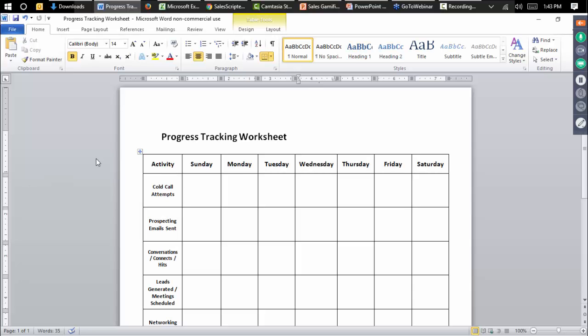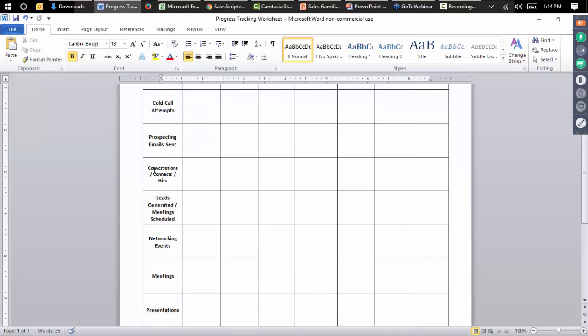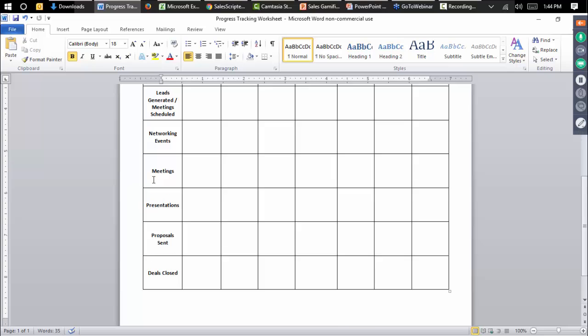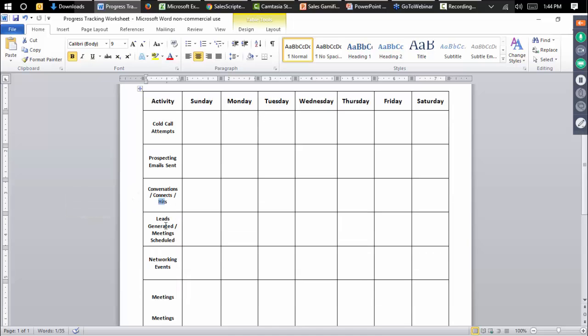Now, we're in the home stretch here, so I'm just going to show you a couple gamification tools. The first one is a progress tracking worksheet. This is old school, free gamification at the most basic level. These are certain activities that I've just sort of brainstormed and outlined. You have everything from making calls, sending emails, talking with people. So basically, these are when someone answers your call. So you have conversation or connects or hits, whatever you want to label that as, and then leads generated.